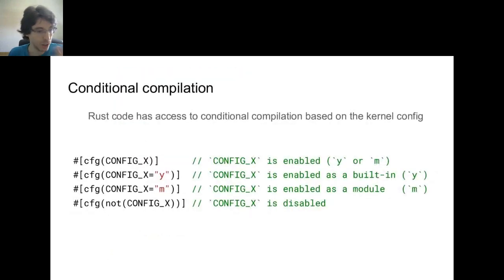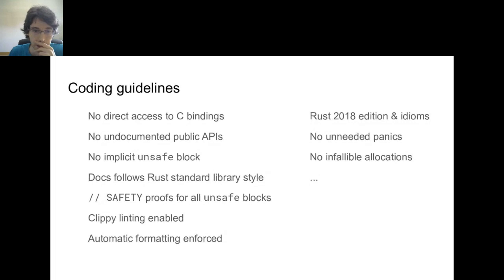We support conditional compilation. In the kernel, as you do in the C code, you can conditionally compile depending on whether something is a module or not, etc. We are following some strict guidelines. I will not get into them. We are aiming to be as strict as possible. We are trying to have code quality as good as in the standard library of Rust.